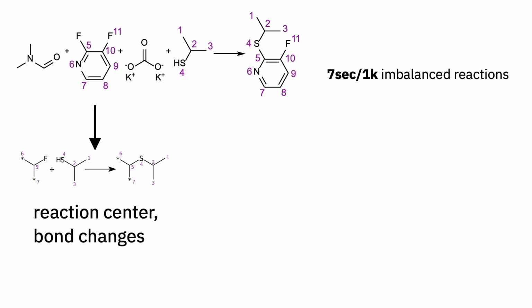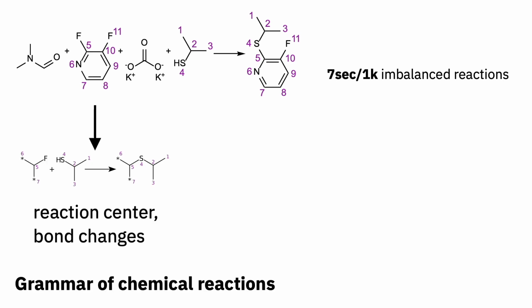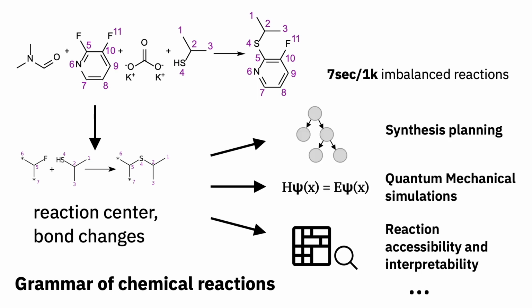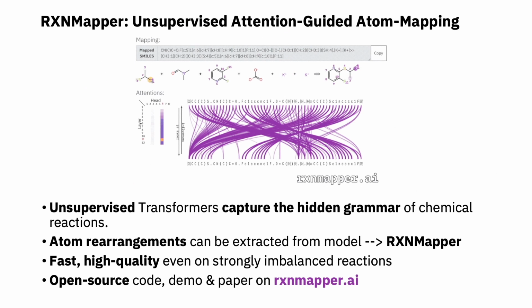Atom mapping is crucial as it allows to automatically extract reaction centers, bond changes, and reaction rules, the grammar of chemical reactions. Therefore, atom mapping affects many downstream applications. We discovered that transformers trained self-supervised on chemical reactions capture their hidden grammar and developed Reaction Mapper, which efficiently produces high-quality atom maps. For more information and the demo, visit reactionmapper.ai.